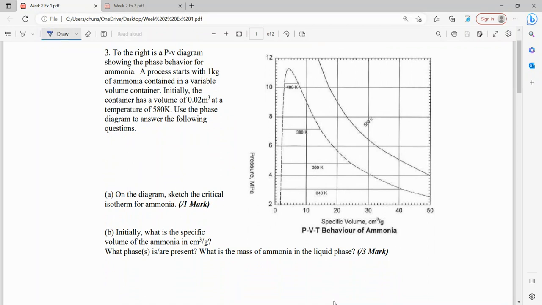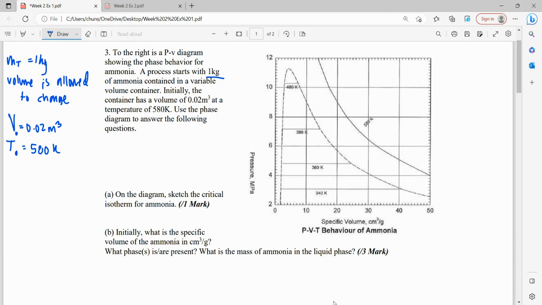A process starts with 1 kilogram of ammonia, so our total mass is 1 kilogram in a system, and it's contained in a variable volume container, so volume is allowed to change. Initially, the container has a volume of 0.02 meters cubed at a temperature of 580 Kelvin. So use the diagram to answer the following questions.